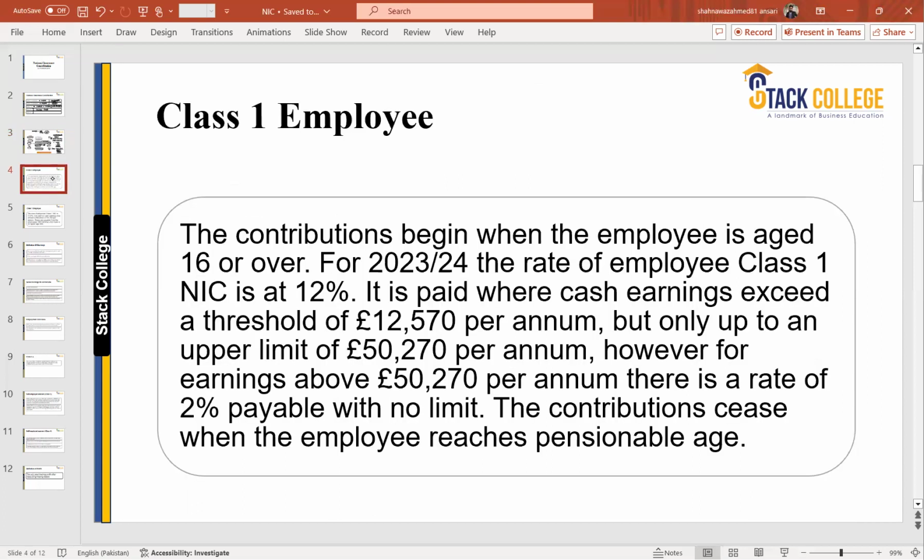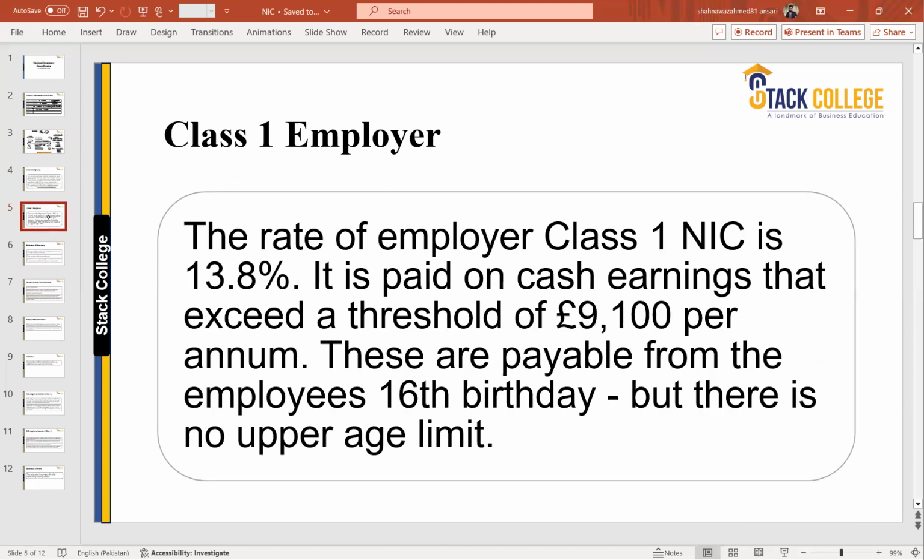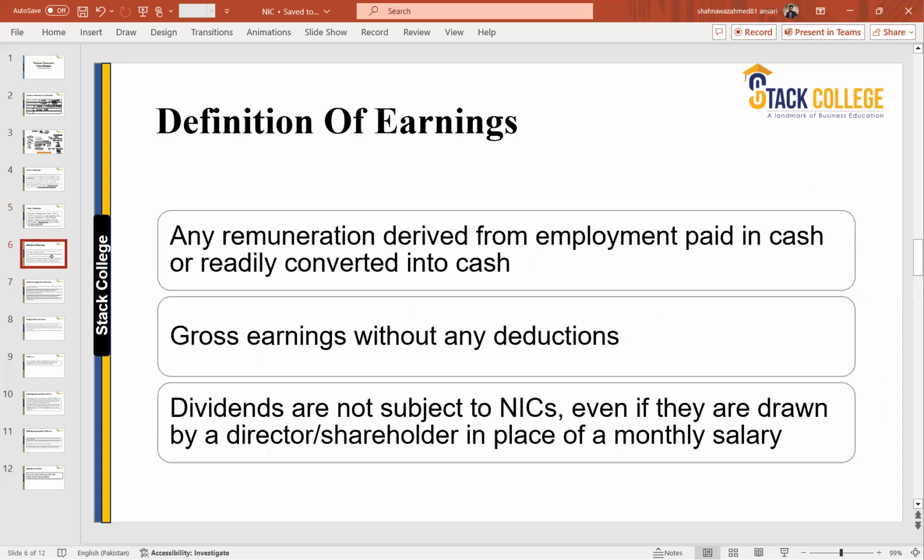In case of class 1 employee, when the employee has to pay, the contribution begins when the employee is aged 16 or above. The rate and the limit we have already discussed, and the contribution will cease when the employee reaches pensionable age. As far as class 1 employer is concerned, the rate is 13.8%, the threshold is given, and it is payable from the employee's 16th birthday, but there is no upper limit in the case of class 1 employer.